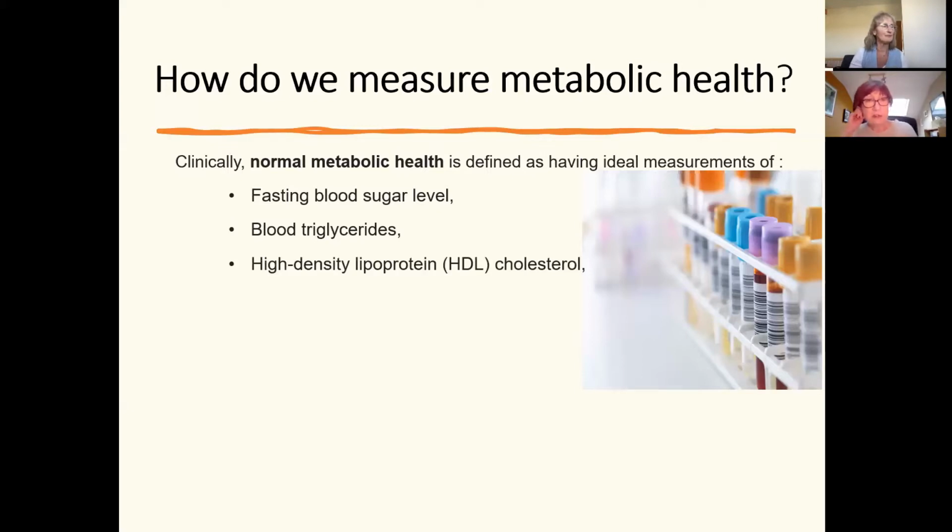The third measurement is your HDL cholesterol. This is your so-called healthy cholesterol, which needs to be at a reasonably high level. That's deemed to be much healthier if it's at a higher level. So they can measure that as well.